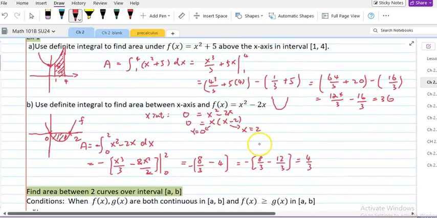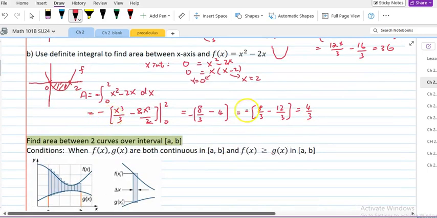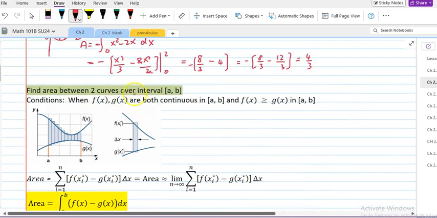So this illustrates that if you don't have the interval given, you would have to find the points of intersection of the curve and the x-axis. And if it is below the x-axis, you have to take the negative to find the actual area. So we are ready to find the area between two curves.